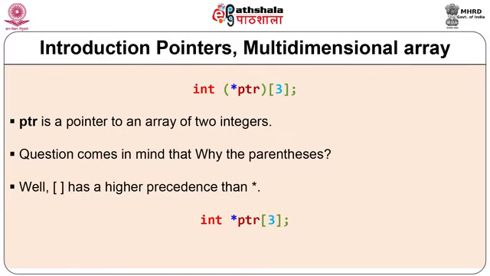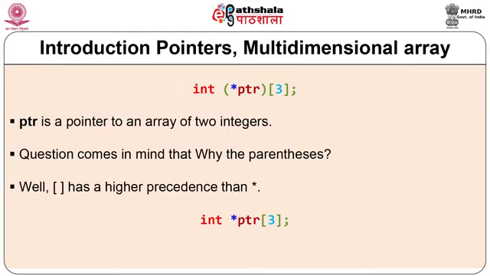Pointer points to an array of 3 integers. So the meaning of the above syntax is that the pointer points to an array of 3 different elements. This statement says that pointer is a pointer that points to an array of 2 integers. So the question comes to mind: why are parentheses needed?